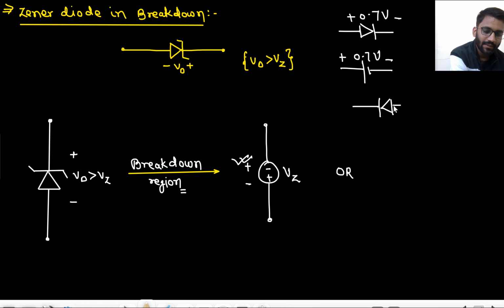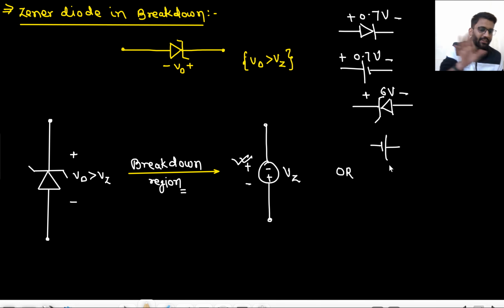Now I am saying I am having a constant 6 volt voltage drop across it. P is at higher potential. Right? Now what will I do? I will make the battery. Now what is the potential of that battery? That is minus 6 volt.